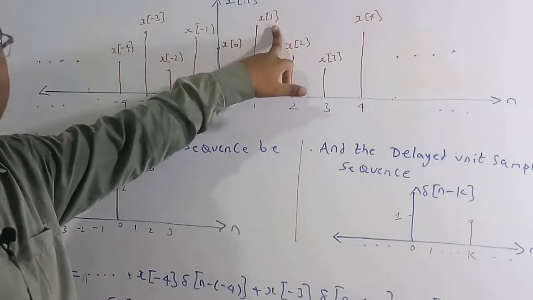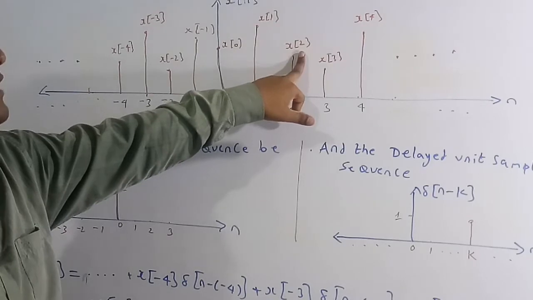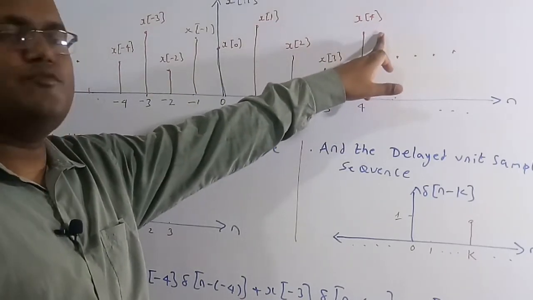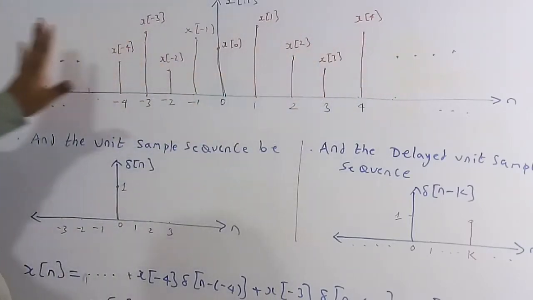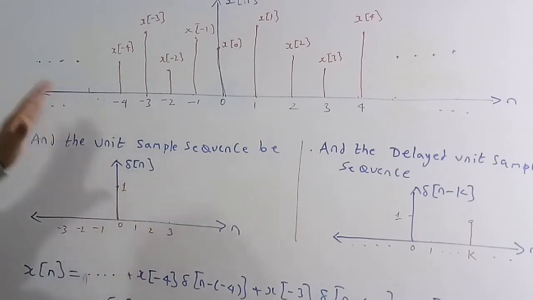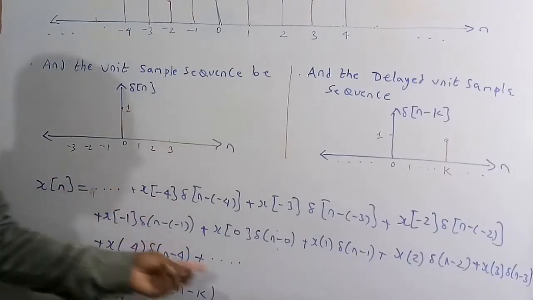So therefore x of 1 into delta of n minus 1, and similarly x of 2 into delta of n minus 2, and similarly x of 3 into delta of n minus 3, and similarly x of 4 into delta of n minus 4, and this goes on for each and every time instant. So therefore we have to write this from minus infinity to plus infinity. This is what I have written here, from minus infinity to plus infinity.